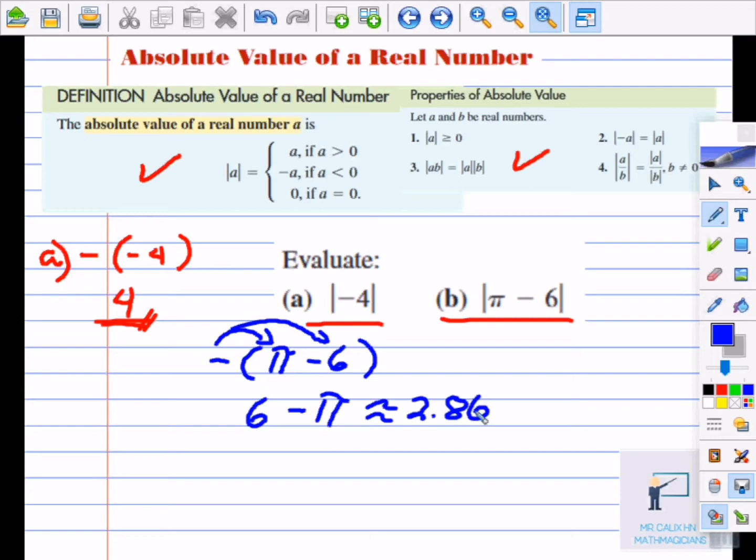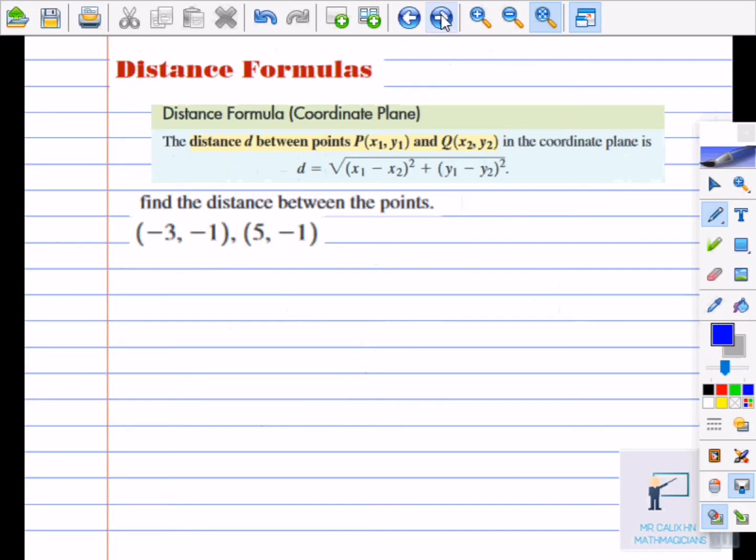We will continue with the next part of the video. This will be the distance formula. The distance between any 2 points, in this case P and Q, in the coordinate plane is this one here. This is your distance formula: the square root of x1 minus x2 to the square plus y1 minus y2 to the square.